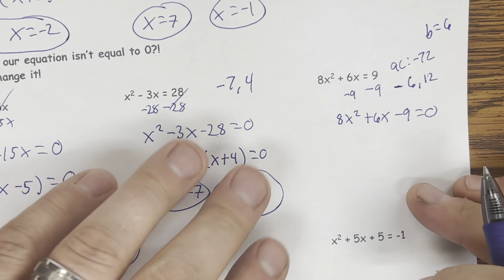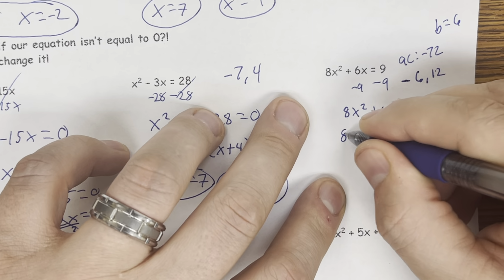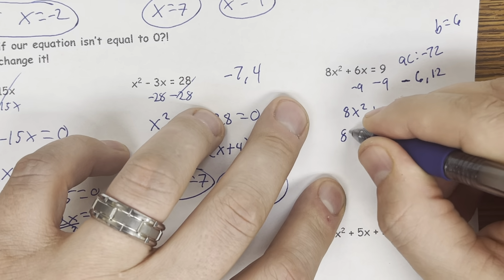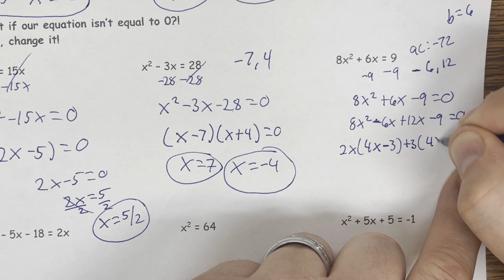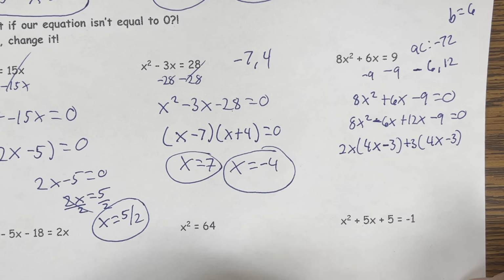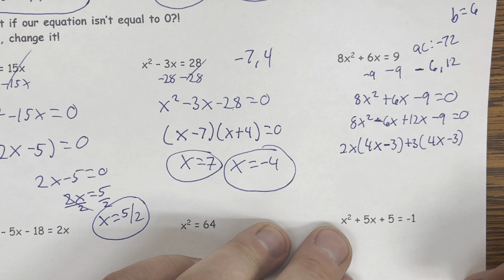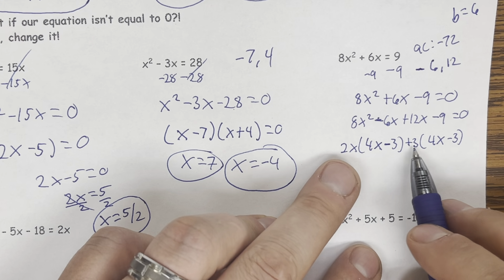All right. Now I can rewrite 8x squared minus 6x plus 12x minus 9 equals 0. Factoring the first two terms, the GCF is 2x. Left inside would be 4x minus 3. GCF here is a 3, so I'm pulling out a 3. Left inside, 4x minus 3. We have it factored.